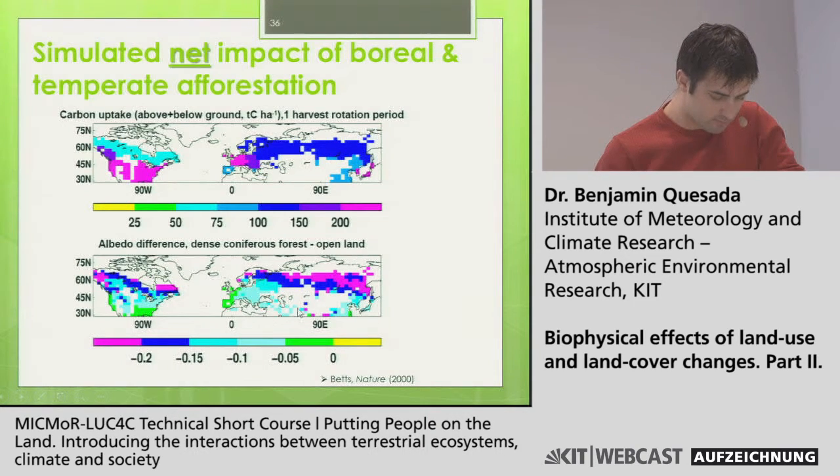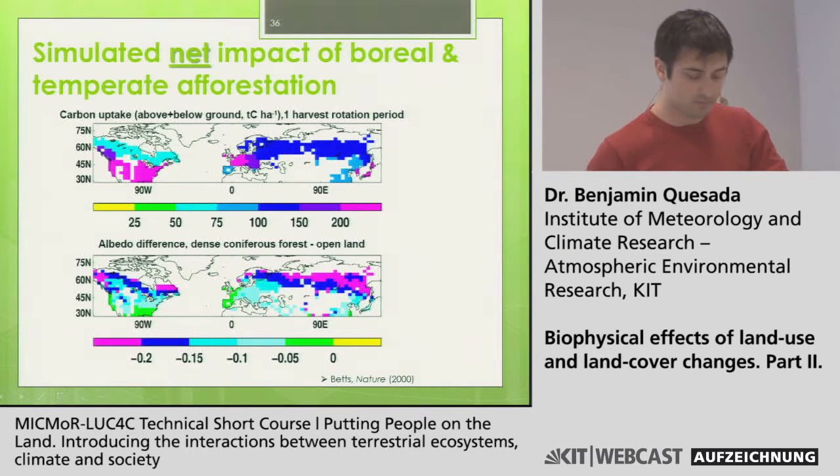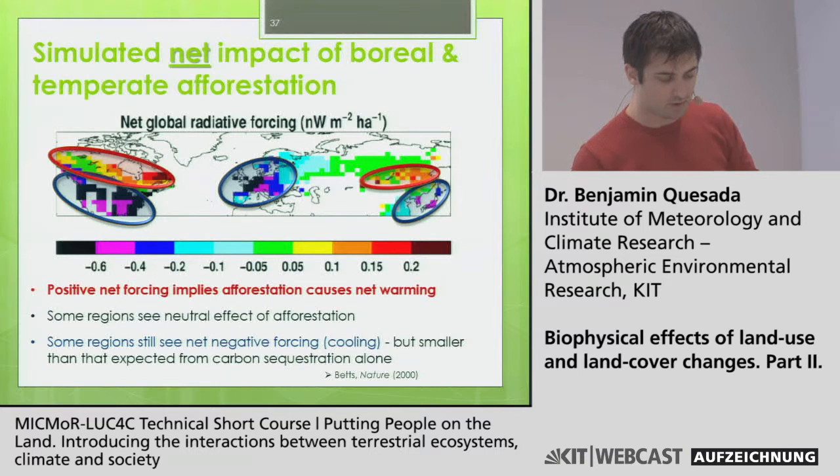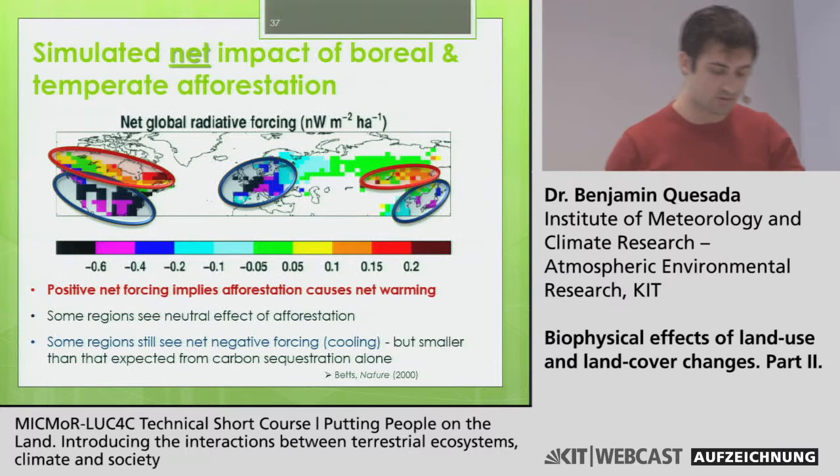But you have a biogeophysical adverse effect, that is the decrease in albedo, because forests are dark. So what is the additive effect? What is the net impact of temperate afforestation? It is expressed in terms of net global radiative forcing, albedo on one part, CO2 sequestration on the other part. And the yellow grid cells, orange and red, denote positive net forcings.